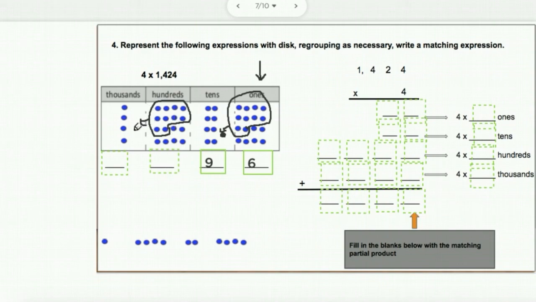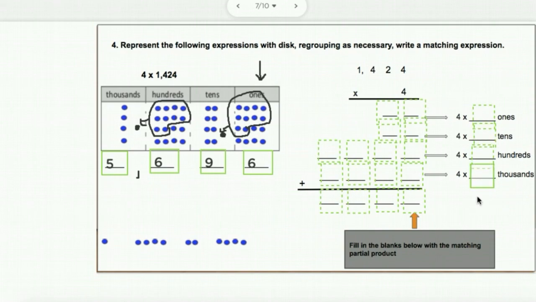10 makes a bundle, I know for sure. Draw my arrow and draw one more. So those 10 hundreds are turning into 1,000. How many hundreds are left? Good job. Yeah, 6 hundreds are left. And now how many thousands do I have? Good job. 5 thousands, because you can't forget about that other disc that I drew in the thousands place. So I know that my product is 5,696.